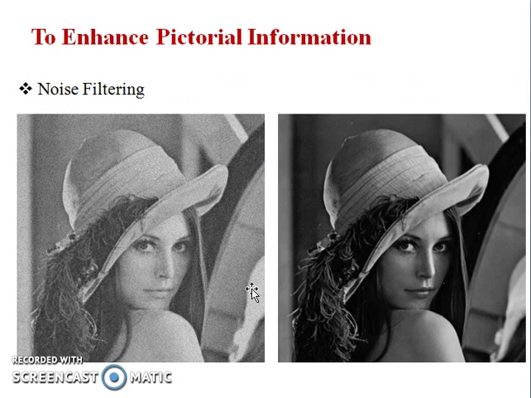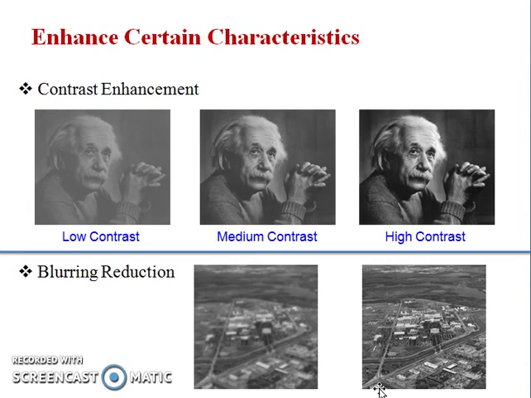So this is the best example of enhancing pictorial information, which is basically called noise filtering. The left-hand side image is the degraded image. Nobody would like to see that image, or to use this image for printing purposes. That's why, by using a certain enhancement algorithm, we need to reproduce the rightmost image, and the rightmost image is better than the leftmost image in terms of appearance. So this is just to enhance the pictorial information of the image.